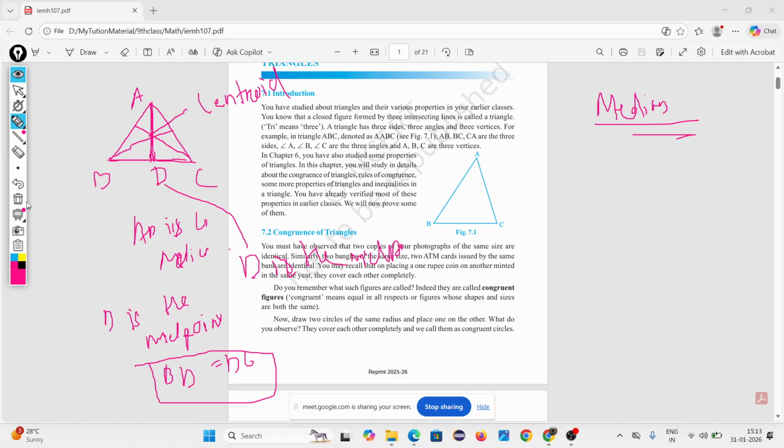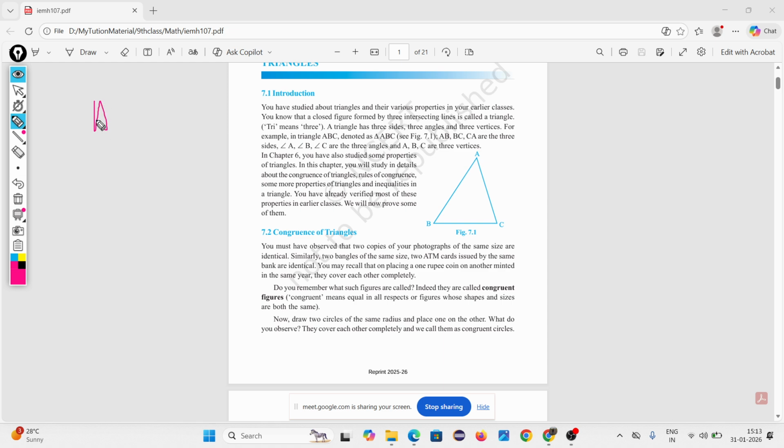Then tell me, how many medians does a triangle have? Three. Look at the diagram, you can understand, three, because from each of the three vertices to the midpoint of the opposite side. And the point of intersection is called the what? Centroid. Then altitude.